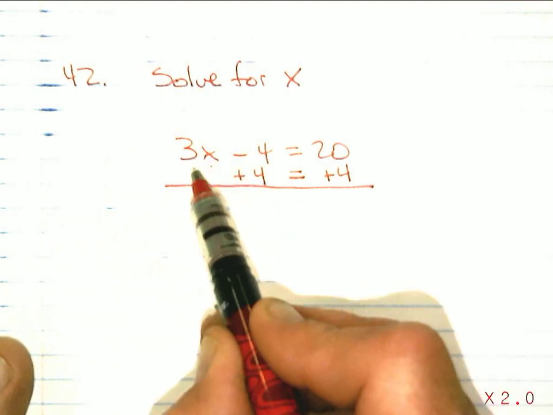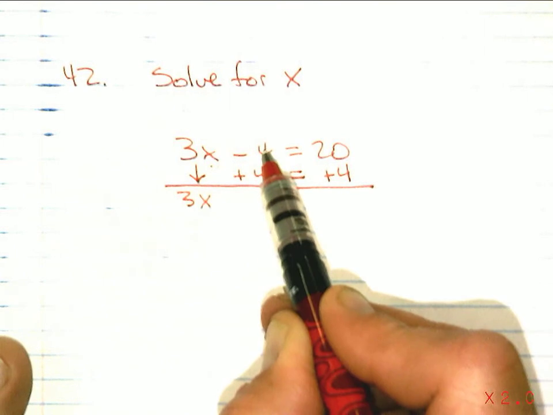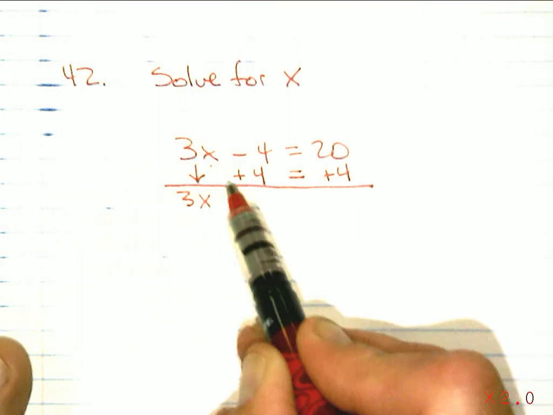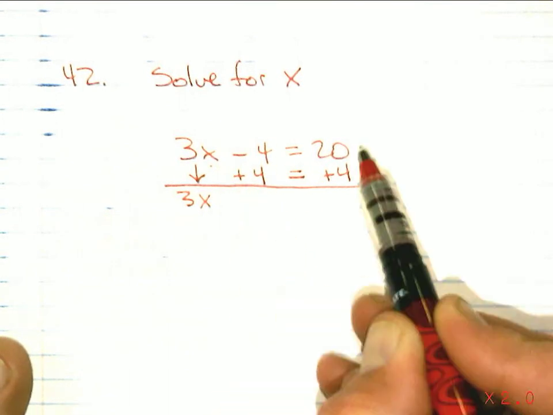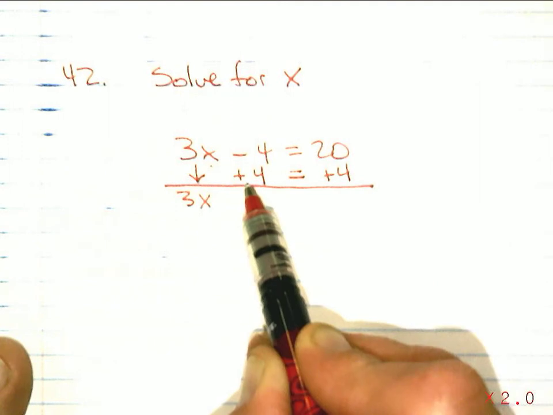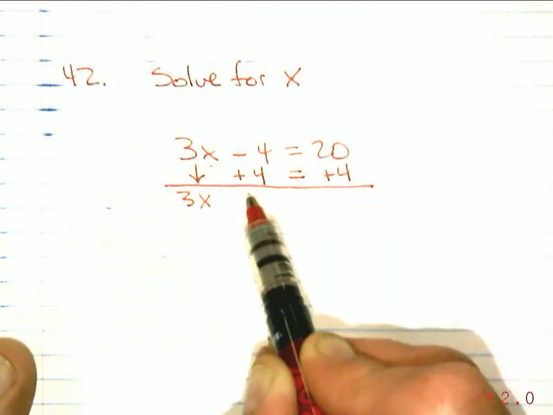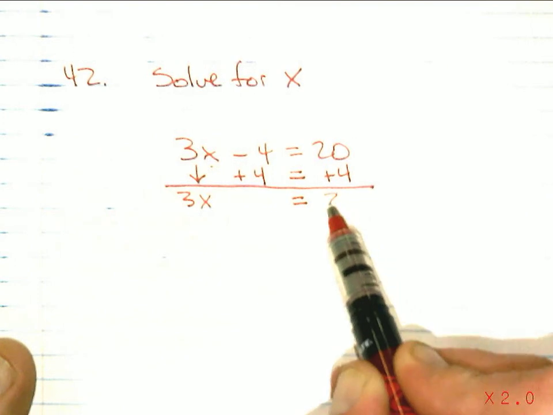And so what that does is it gives me a 3 times x here, and a negative 4 and a positive 4 make a 0, which is what I wanted to have happen. I wanted this to go away from this side of the equal sign and end up over here. And you can always do this in algebra and math when you add or subtract or multiply and divide the same thing from both sides of an equation. So I still have an equal sign, I have nothing there, and now I have 24.